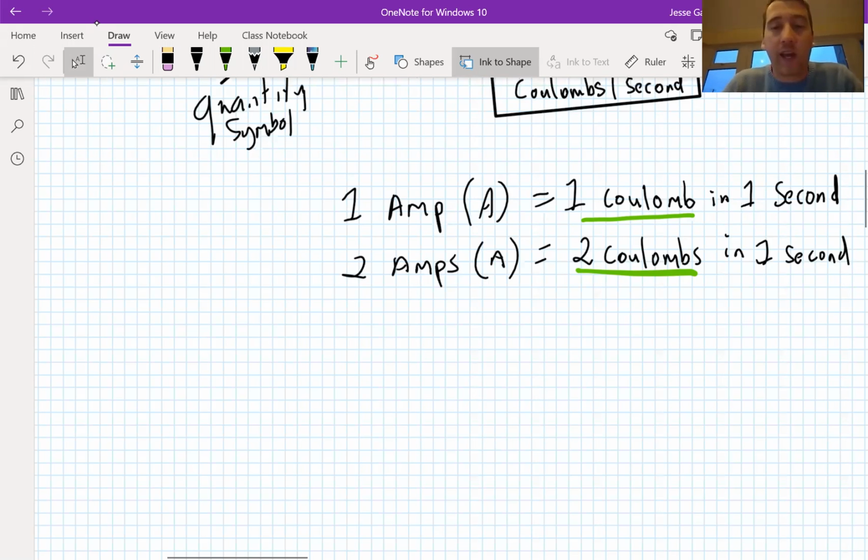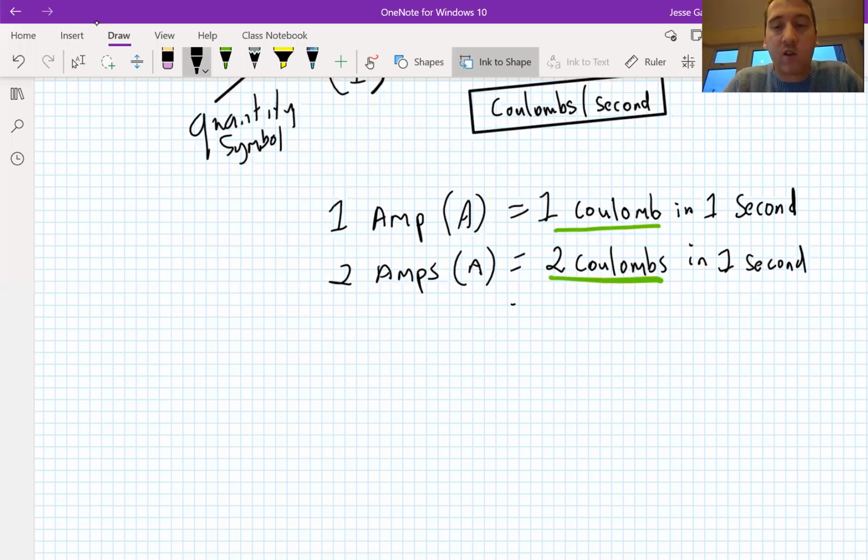Right, I'm going to get you to do one now. What if I had 12 coulombs flowing past in every 1 second? So 12 coulombs in 1 second. What would the amps be there? Please speak your answer to the screen now. 1, 2, 3. Okay, we would have 12 amps.